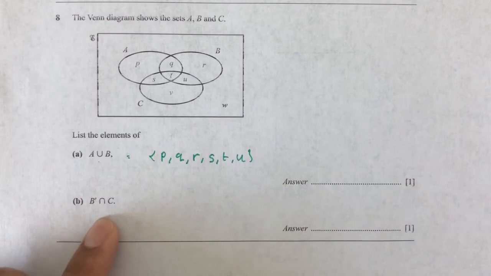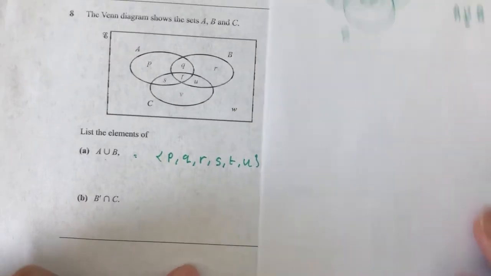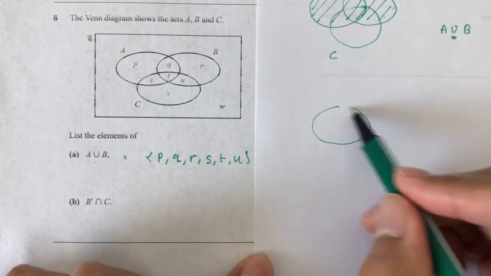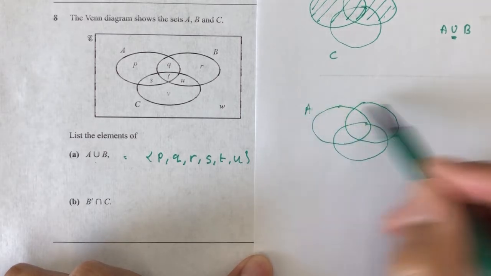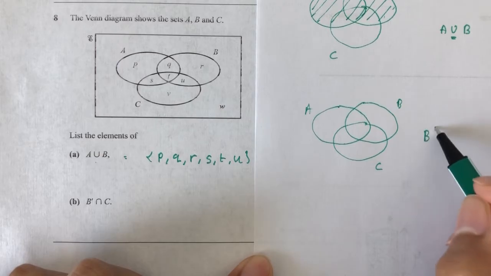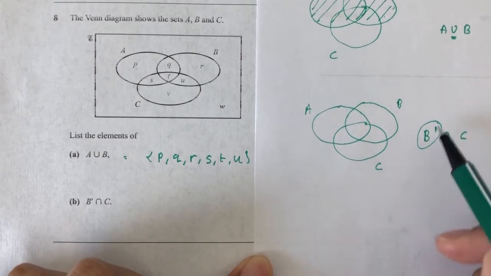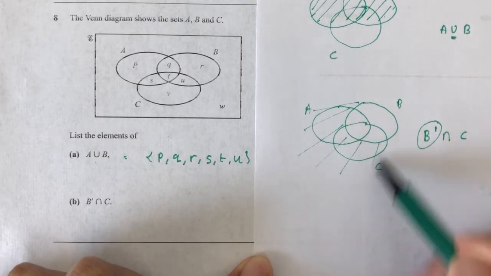So now the next one, find B dash intersection C. Let's use the drawing here as well. So we have 3 sets, A, B, and C. We have to find the elements in B dash intersection C. So first, what is B dash? B dash is everything outside of B.